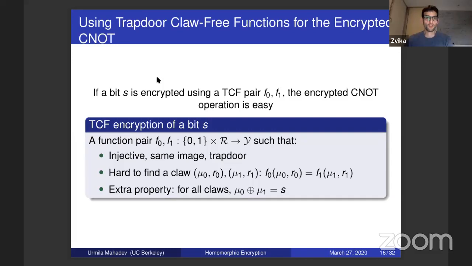So what do you think about this? It's sort of a one-time encryption, right? You're giving me the ciphertext, which is F0, F1, and in order to decrypt, any way that allows you to find a claw will actually allow you to decrypt this ciphertext. Yes.